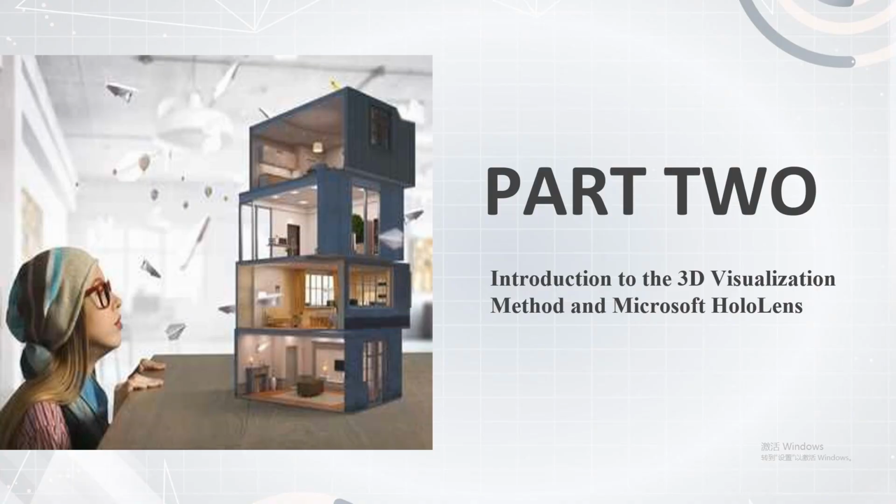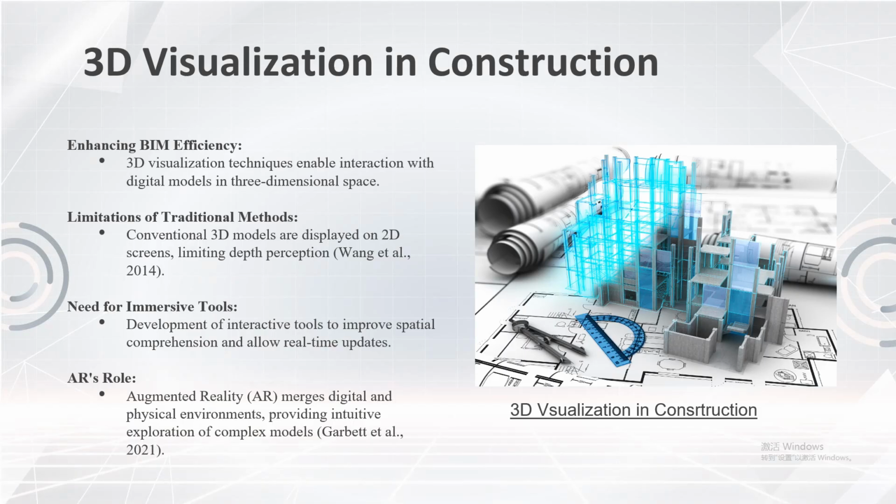Part 2, Introduction to the 3D visualization method and Microsoft HoloLens. 3D visualization in construction enhances BIM efficiency. One limitation of the traditional method is that conventional 3D models are displayed on a 2D screen, limiting depth perception. So it needs further immersive tools, such as development of interactive tools to improve spatial comprehension and allow real-time update.